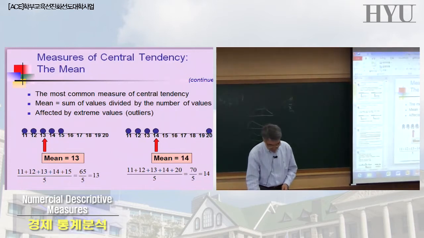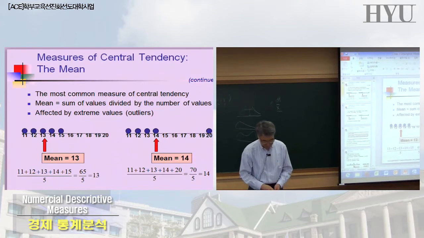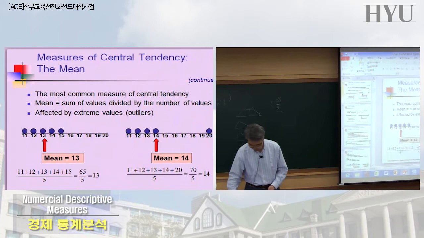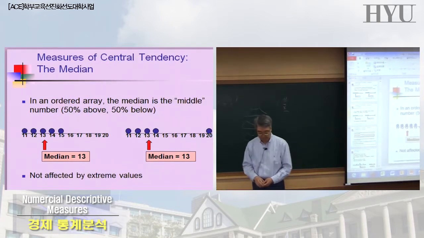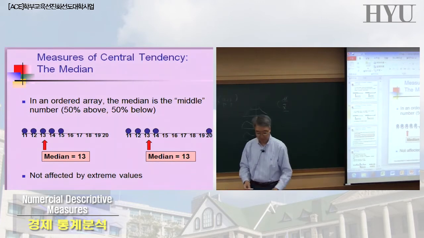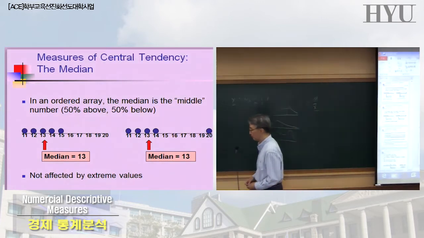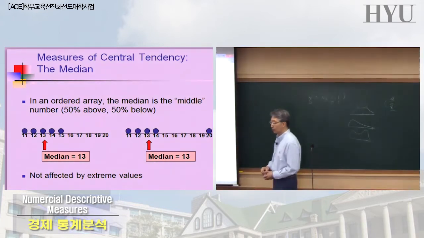Is that a problem? Well, in certain cases it is. We'll talk about it in the coming slides. So many times, instead of mean, we talk about median. Median is another measurement for central tendency.